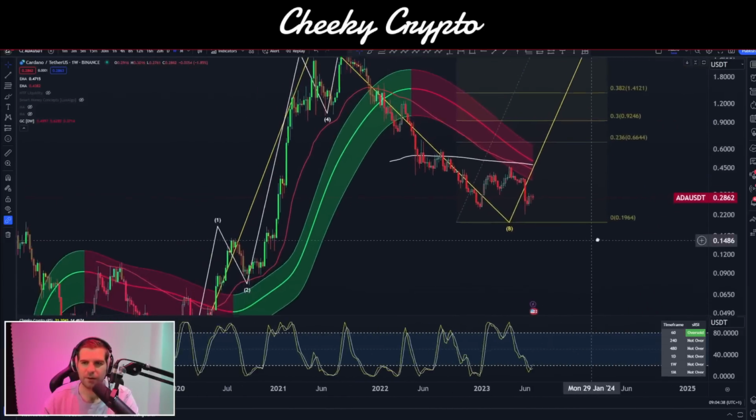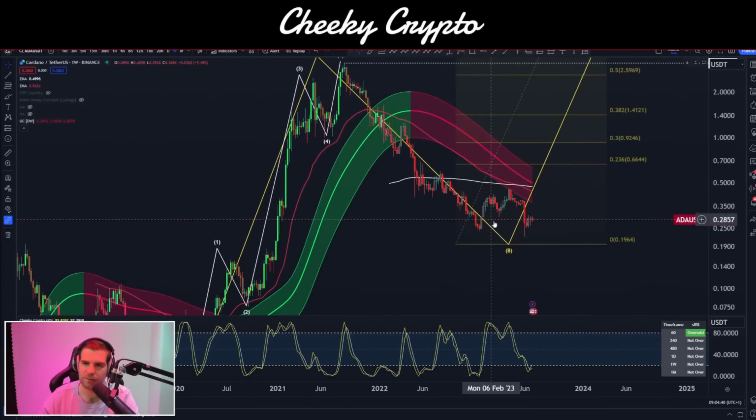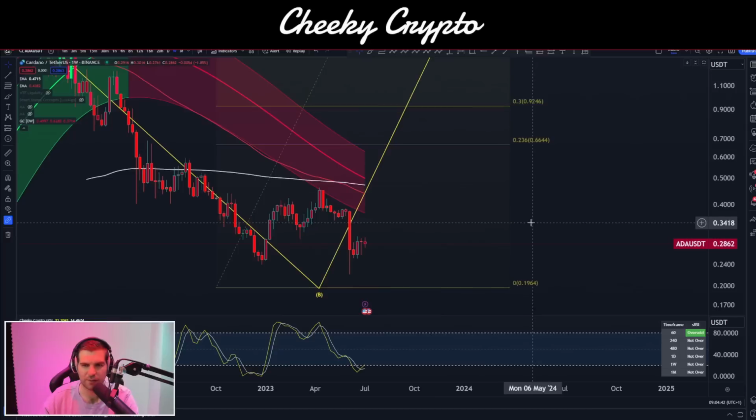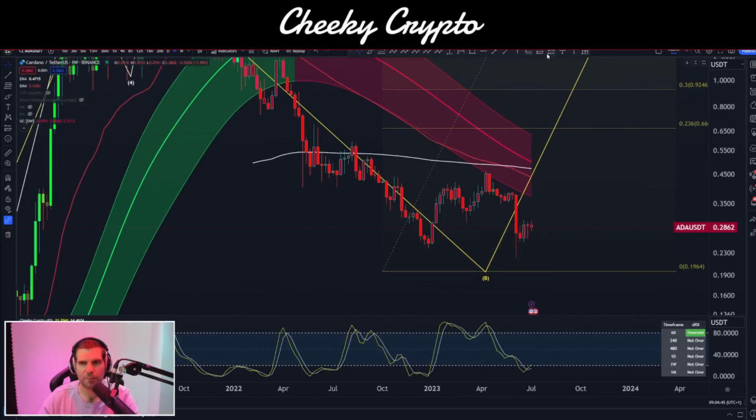Okay, so we take a look at where we are right now, where we're down here. We've been testing the Gaussian channel a little bit, as you can see. We pushed up into the highs. Let's actually go ahead and just draw a line on here at 46.17. So we tested this high and we got rejected. We basically failed to close inside the Gaussian channel and we got rejected and came to the downside.